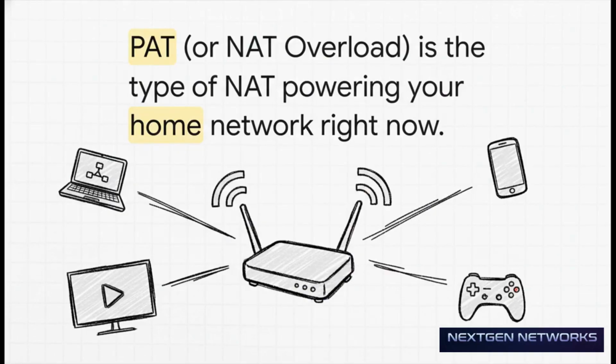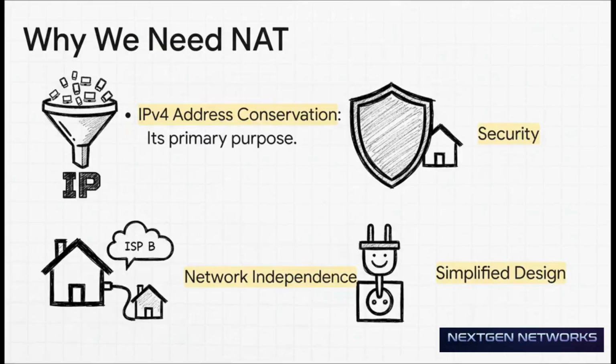And that is the absolute key takeaway. This process, translating addresses and tracking all these different connections using ports, is exactly what your home Wi-Fi router is doing constantly for every single device you have connected to it. So while conserving those IPv4 addresses was the main reason NAT was invented, it actually came with some pretty fantastic side benefits. For one, it provides a basic layer of security just by hiding your internal network from the outside world. It also gives you network independence. I mean, you can switch your internet provider without having to go and change the IP address on every single device you own. It just makes setting up a network way, way simpler.